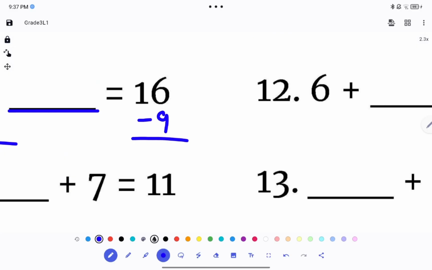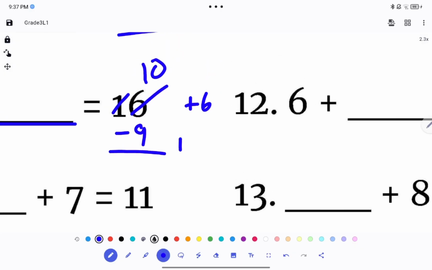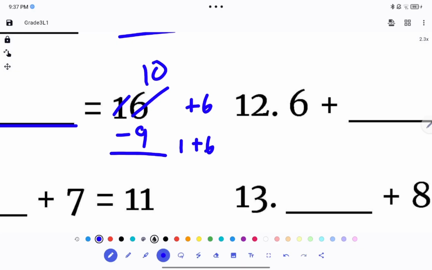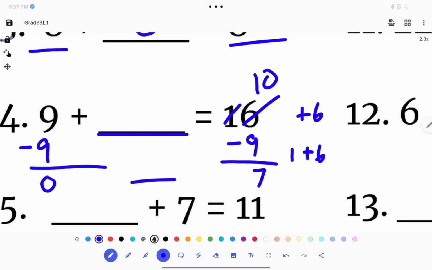16 minus 9. 16 is too small to fit 9, so we carry over a 10 from the tens place, and then we get 10 minus 9 plus 6. So you get 1 plus 6, because 10 minus 9 is equal to 1. And then you add that to 6, so you get 7. So 16 minus 9 is equal to 7. And that means our unknown number is really just 7. So 7 plus 9 is equal to 16.